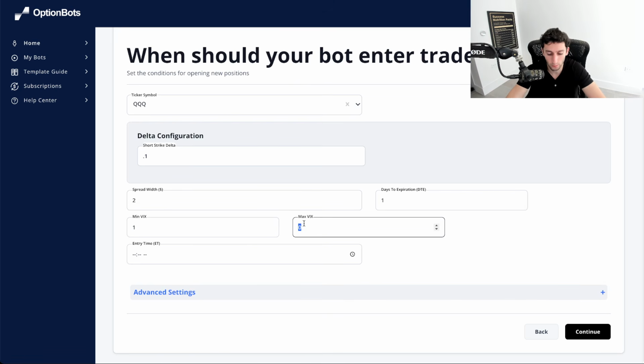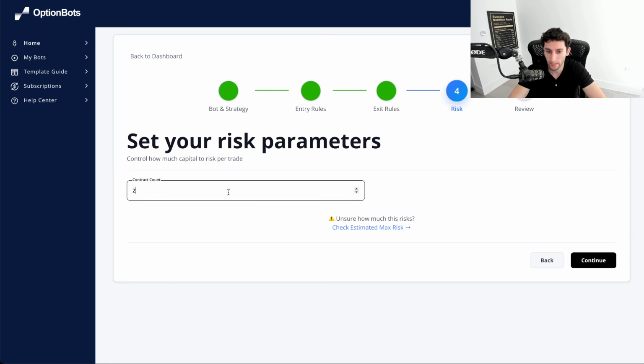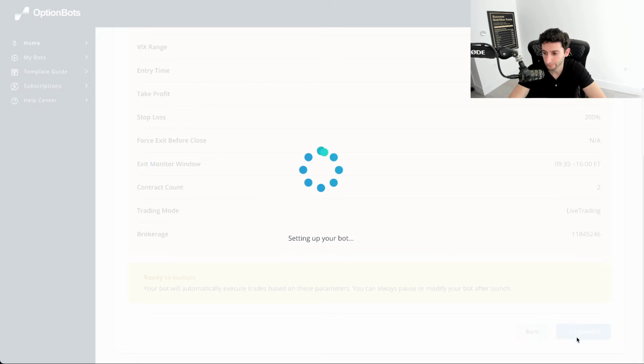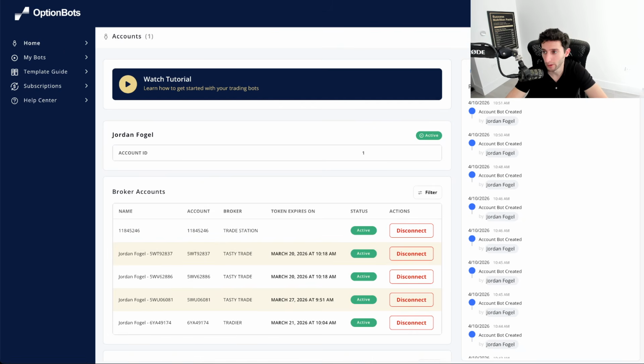We'll keep the VIX 1 and 50. Make sure this is 0 DTE. Again, this one getting in at 10 a.m. We'll go 100% take profit, 200% stop loss. Sorry, 100% take profit, 200% stop loss. We're going to leave it like that. 2 contracts. And then all we have to do is really add in the IWMs. It should be the last one.